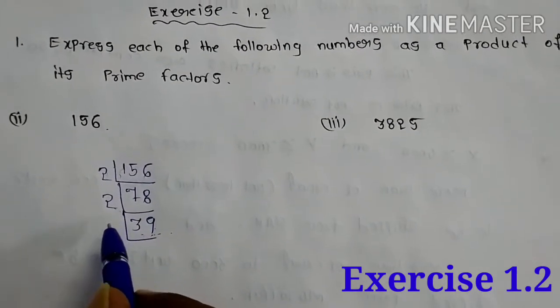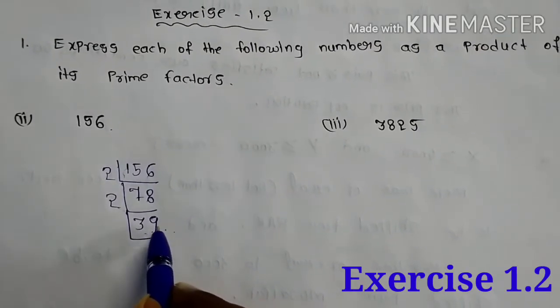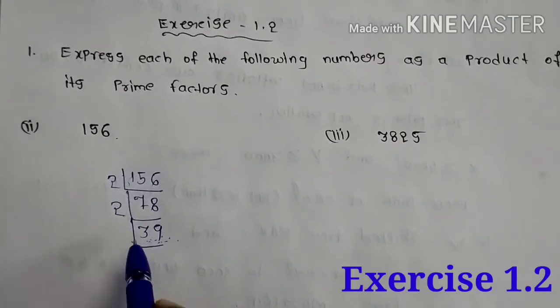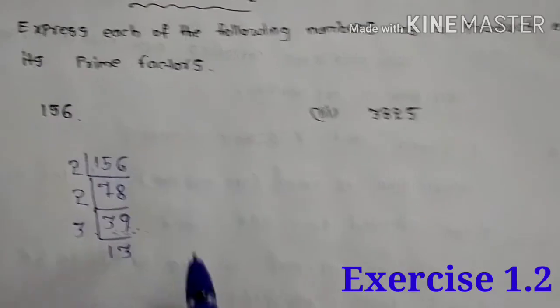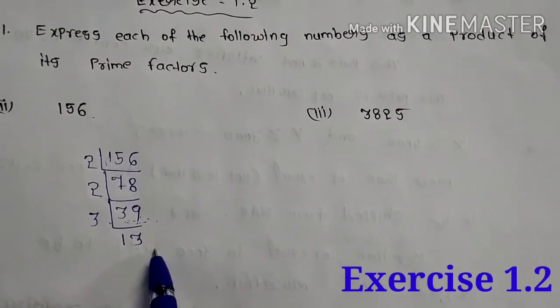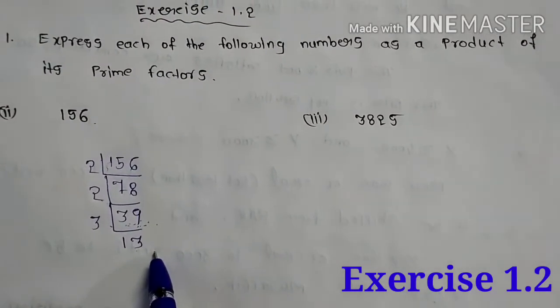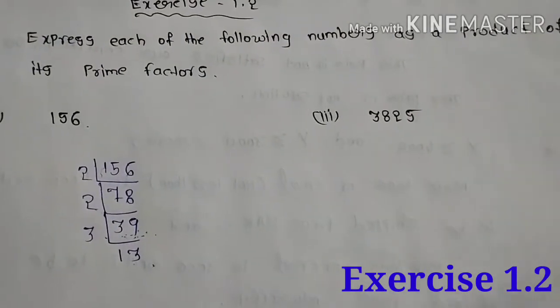The next prime number will be 3. Once you can check whether 39 is divisible by 3 or not. 9 plus 3 is how much? 12. Is 12 a multiple of 3 or not? Yes, so you can take 3. 3 ones are 3, 3 thirteens are 39. Next you can take 13. You know that 13 is a prime number or not? Yes. Can you stop now here? Yes, we have to stop when we get prime numbers.